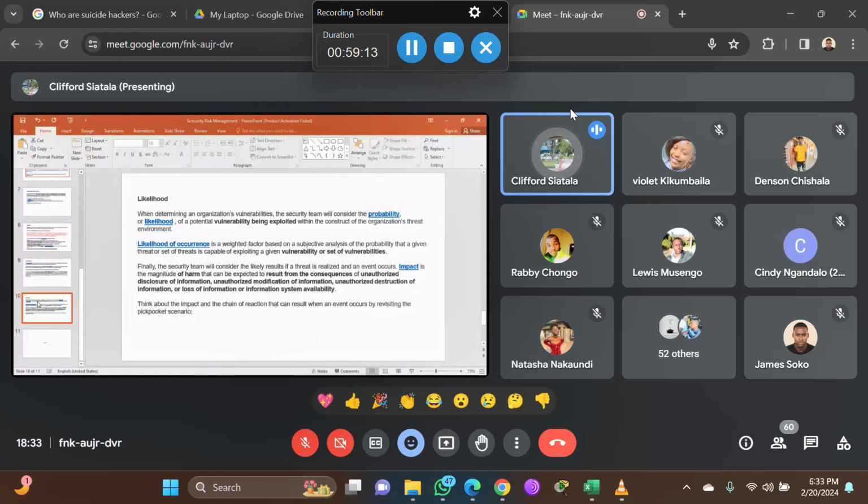Why do we do penetration tests? Why do we do ethical hacking? Because of the risks in which vulnerabilities exist, the likelihood, and the resulting adverse impact. That is in essence our career, guys.